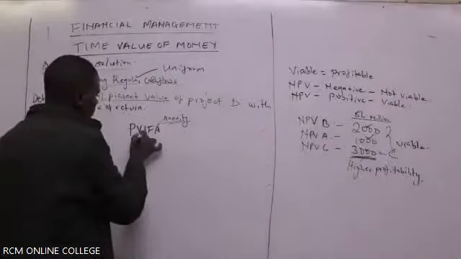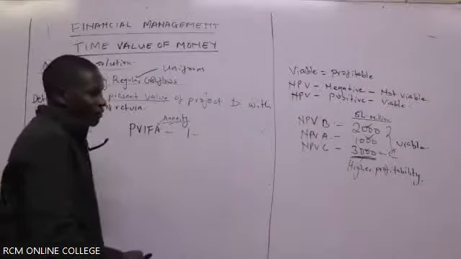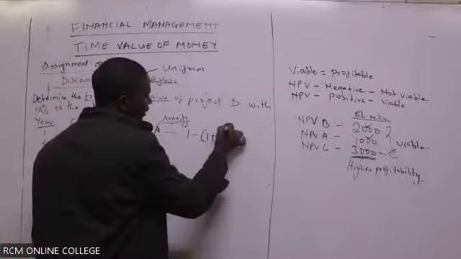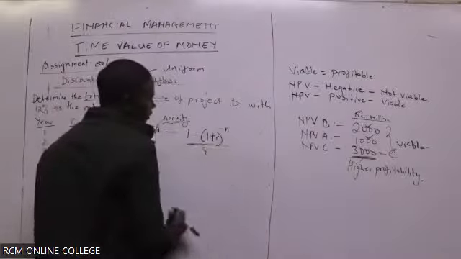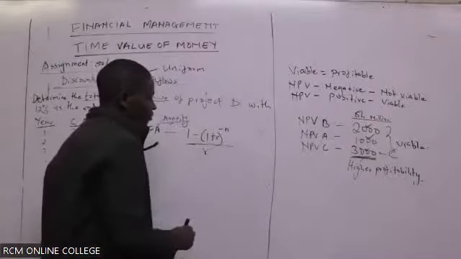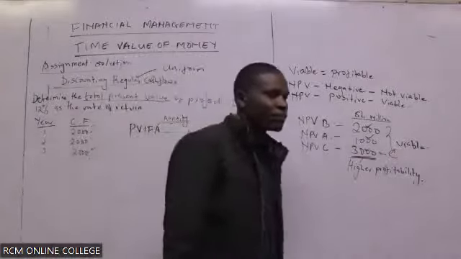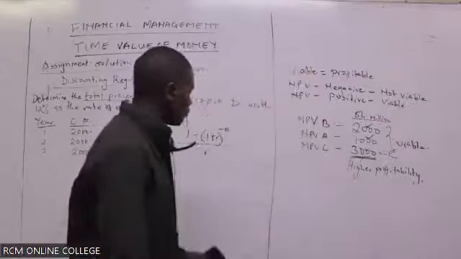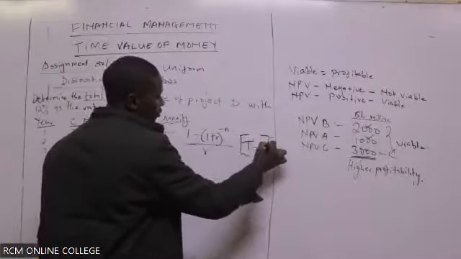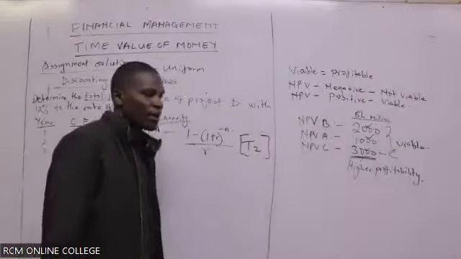So the formula for PVFA is 1 minus (1 plus R) raised to negative n, divided by R, where n is the number of periods and R is the rate of return. This one I told you is golden, so write it somewhere. To compute this, we use table number 2. Still, you can use the calculator by feeding this into the calculator.